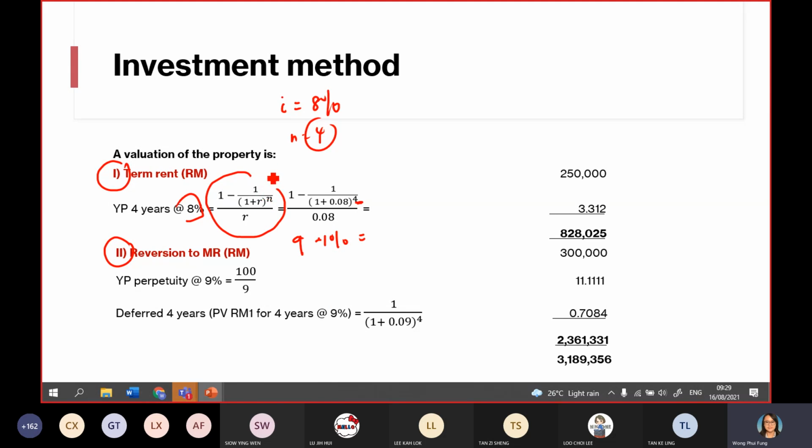Why you want to do that is because normally under the contract is safer. The tenant will not run away. Correct or not? Because still under the lease, so definitely you will have income. The risk is lower. But after the lease ends, your tenant has the choice to say bye-bye, don't want to rent already, I want to run away already. So that's why here you use 9%, because it is more risky.